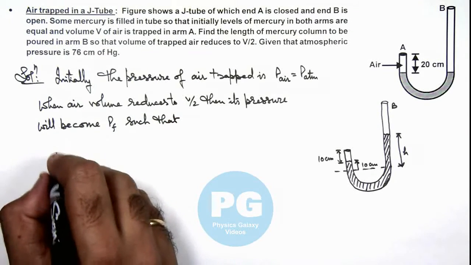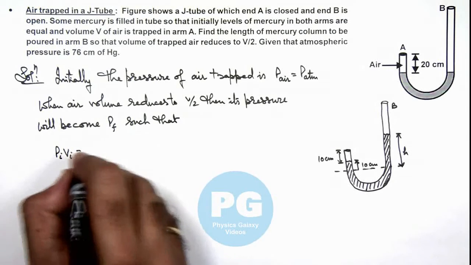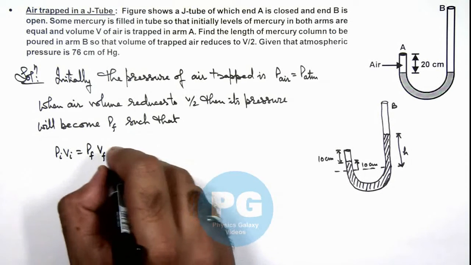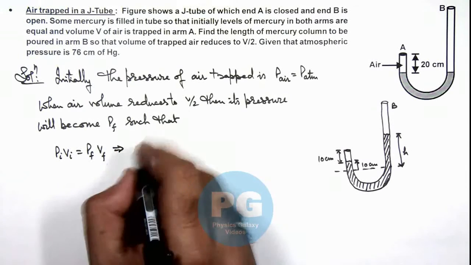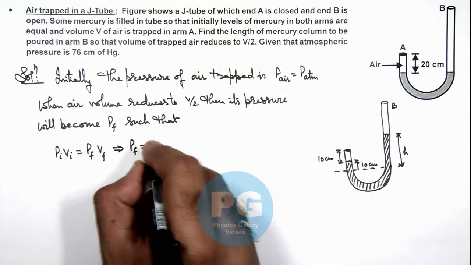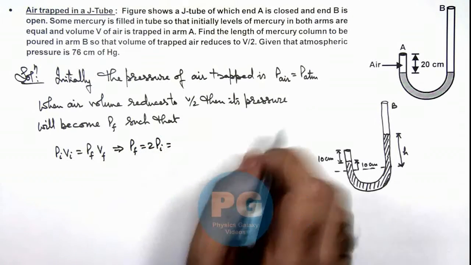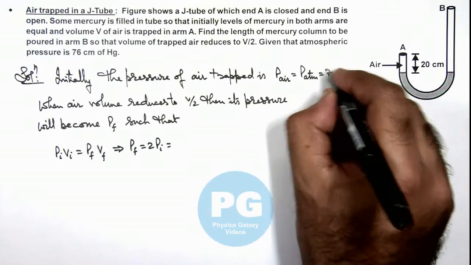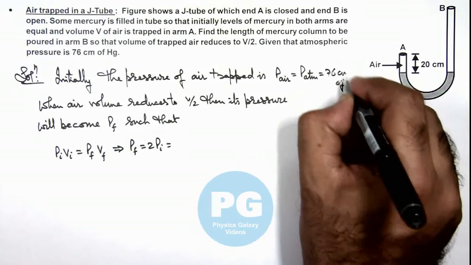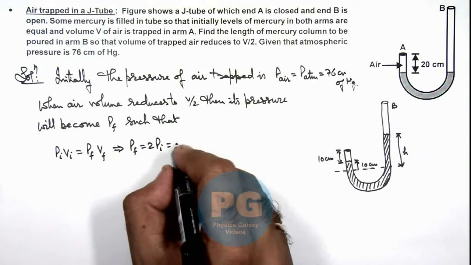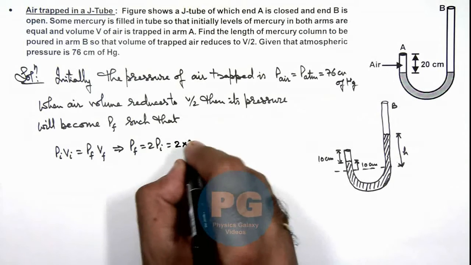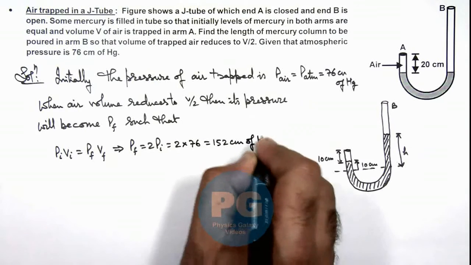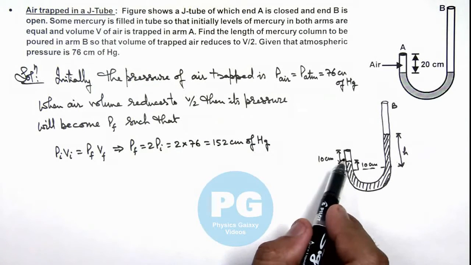here we can write P initial V initial is equals to P final V final, by gas law we are applying, and this will give, as V final is V by 2, then P final will be twice of P initial, which was the atmospheric pressure. And this is given to us as 76 cm of mercury. So here the final pressure will be 2 into 76, which is 152 cm of mercury. This is the final pressure of air in it.